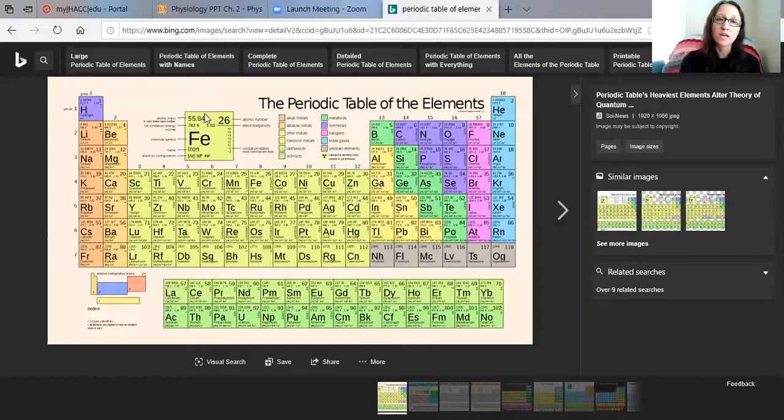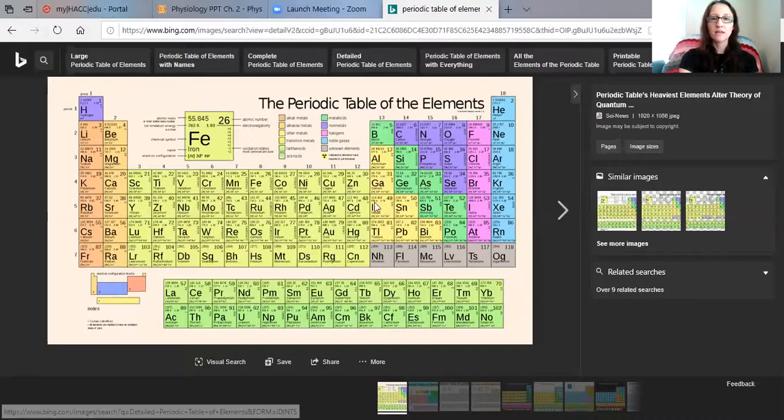And then on the other side here, in the other corner, you have the atomic mass. It's always a little variant between chart to chart to chart, but you get an idea of how much the protons and the neutrons weigh inside the nucleus of an iron atom. And it's 55.845. That's the atomic mass.